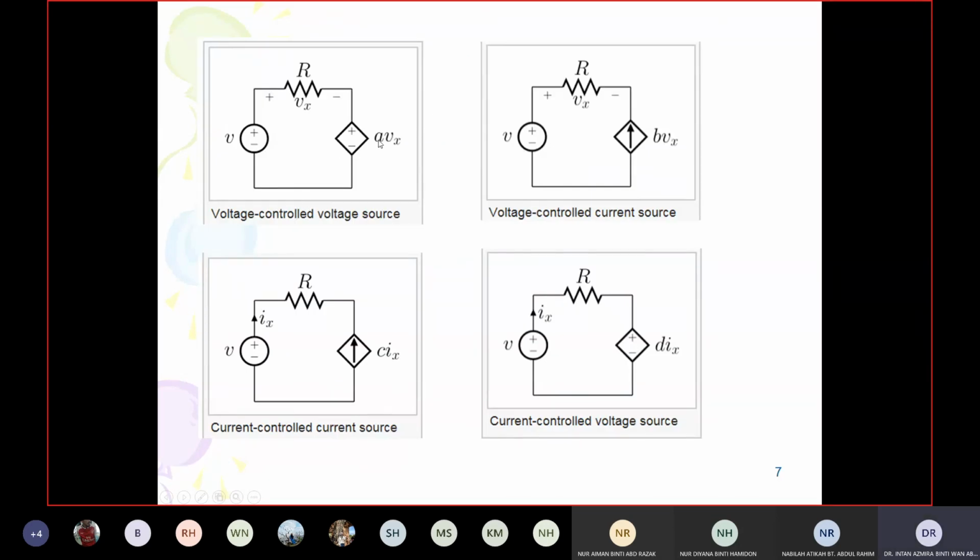Okay, this is a voltage controlled voltage source. Why? Because this voltage source is controlled by another voltage. Okay, that's why we call it a voltage controlled voltage source. What is the voltage?